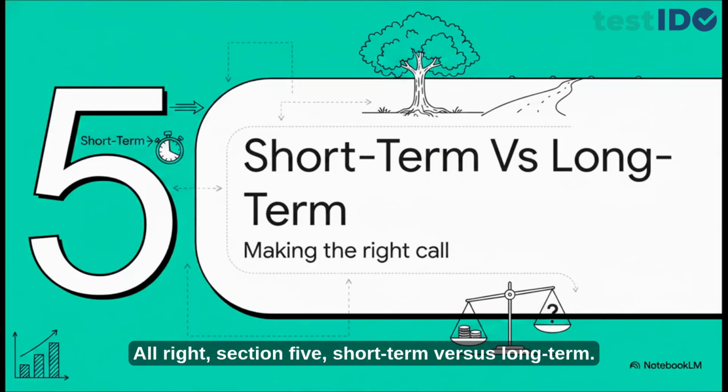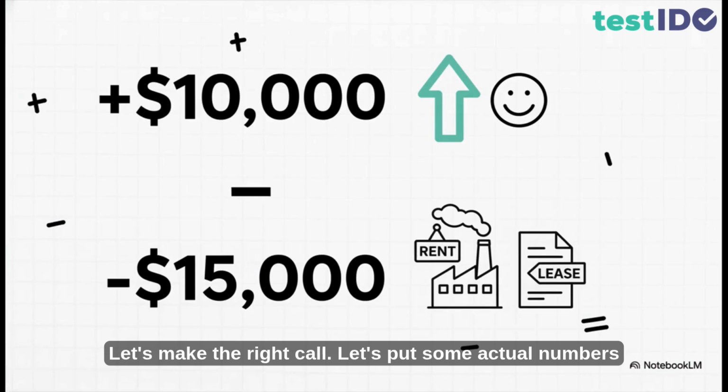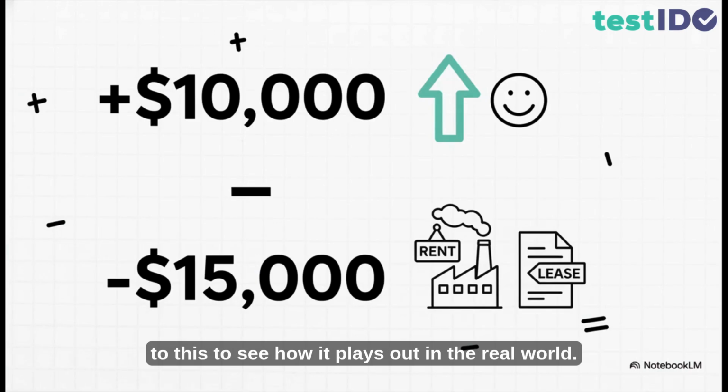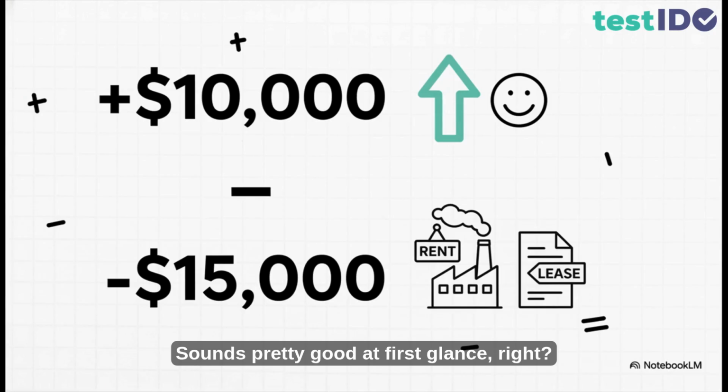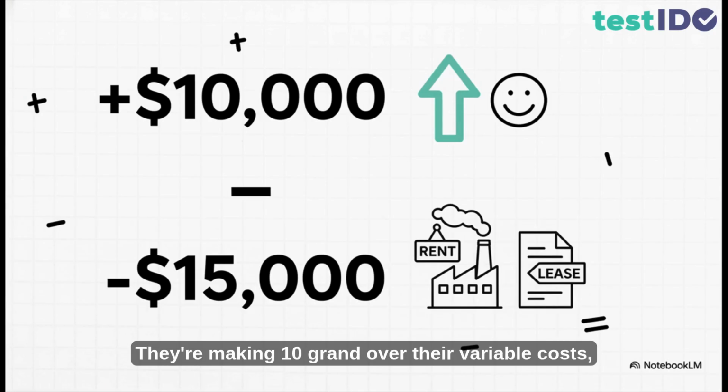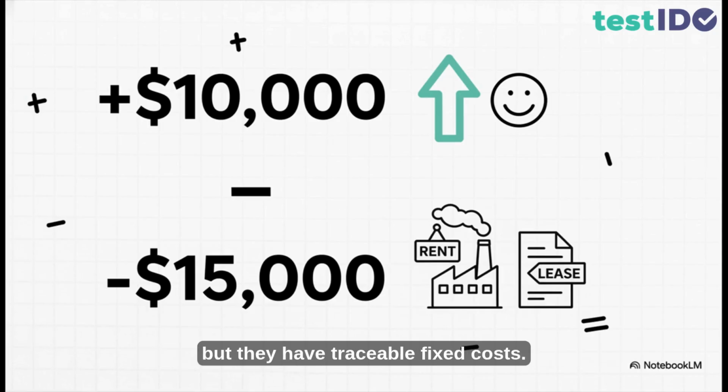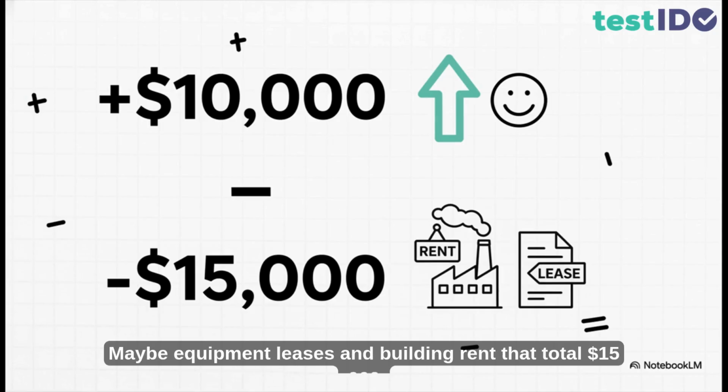All right, Section 5, short-term versus long-term. Let's make the right call. Let's put some actual numbers to this to see how it plays out in the real world. Imagine a segment has a positive contribution margin of $10,000. Sounds pretty good at first glance, right? They're making 10 grand over their variable costs. But they have traceable fixed costs, maybe equipment leases and building rent that total $15,000.